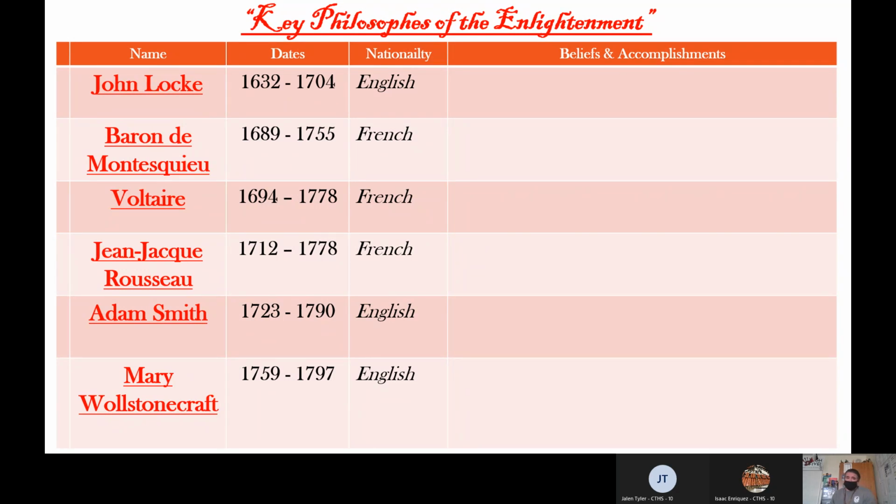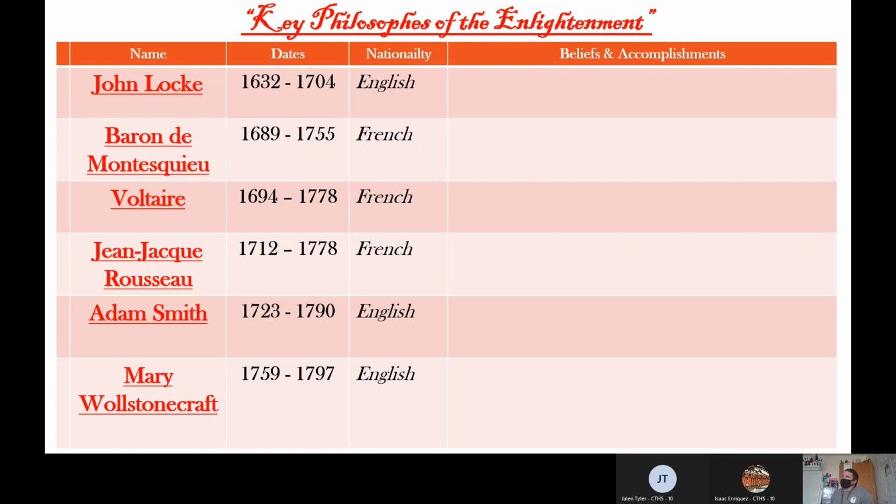We have Jean-Jacques Rousseau, 1712 to 1778, also French. We have Adam Smith, 1723 to 1790. He is English. And then we have Mary Wollstonecraft, a female writer, which, during these days, the fact that she came to renown, due to just the fact that history is pretty patriarchal, is pretty phenomenal in its own right. 1759 to 1797, she is English.